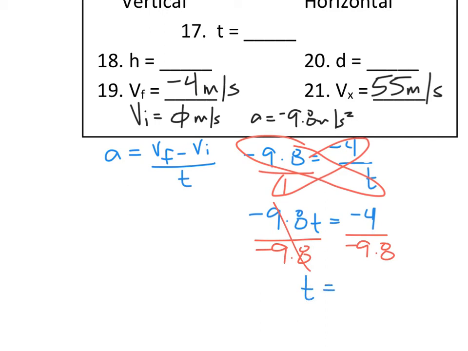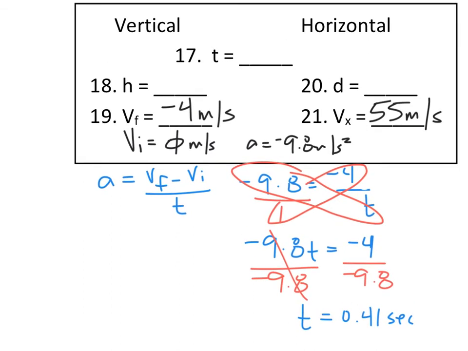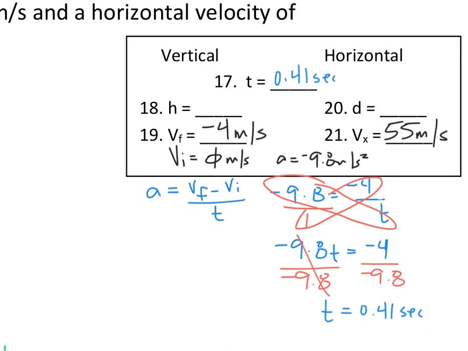And I have a negative 4 divided by a negative 9.8, and that gives me a time of 0.41 seconds. So I'm going to go ahead and put that up here in my table, 0.41 seconds. So now I have time. Now that I have time, I can find the height of that arrow and the horizontal distance. How far does it travel horizontally? Okay, so I'm going to start by solving for height first.